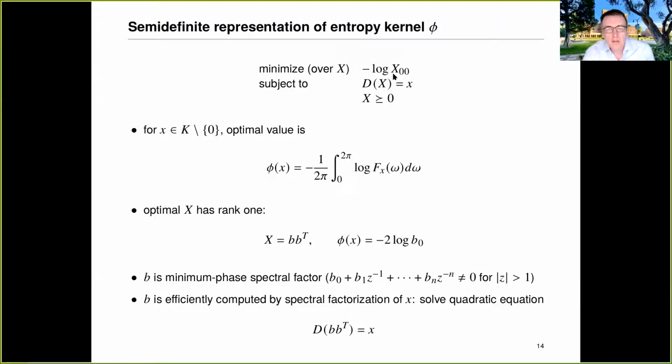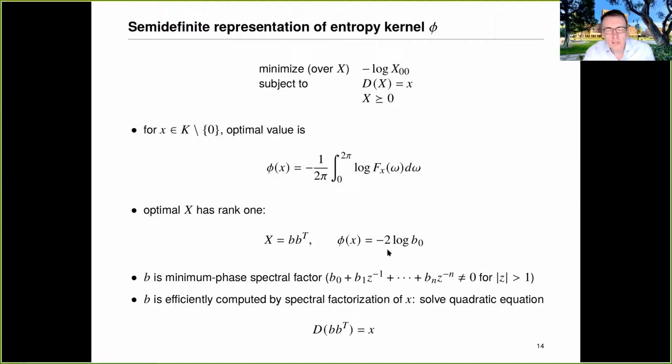then it turns out that at the optimum, minus log of the 1-1 element is the value of this kernel function. So the optimal value of this convex problem, with the matrix X as variable and the lowercase x fixed, is exactly this kernel function. It's also a very classical result that the optimal X in this problem will have rank 1. So by maximizing the 0-0 element, we get a rank 1 solution.